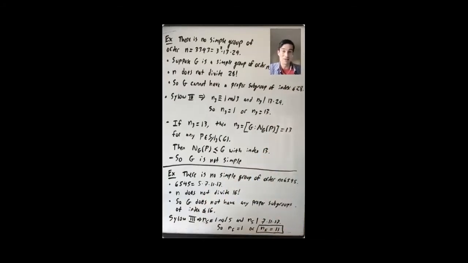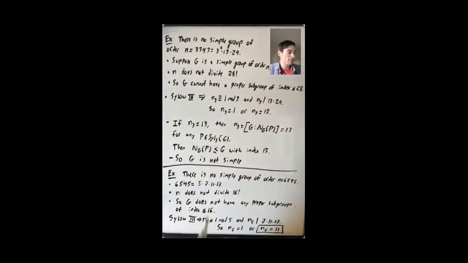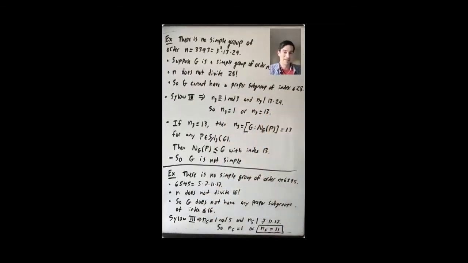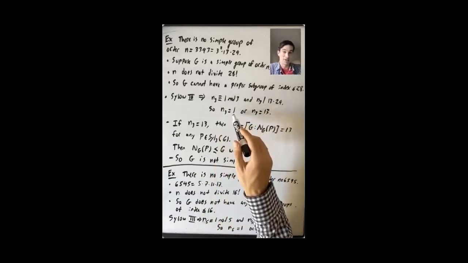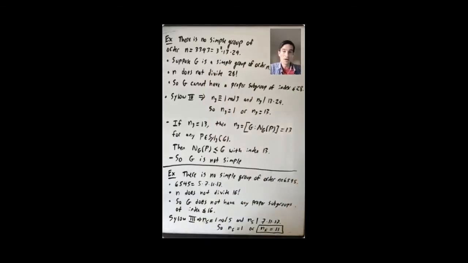Let's apply Sylow III. It says that n_3 is congruent to 1 mod 3, and n_3 divides 13 times 29. So you can check that that means that n_3 is either equal to 1, in which case there's a normal Sylow 3-subgroup, and G is not simple, or n_3 is 13. So if G is simple, n_3 definitely has to be not 1. So what happens if it's 13?